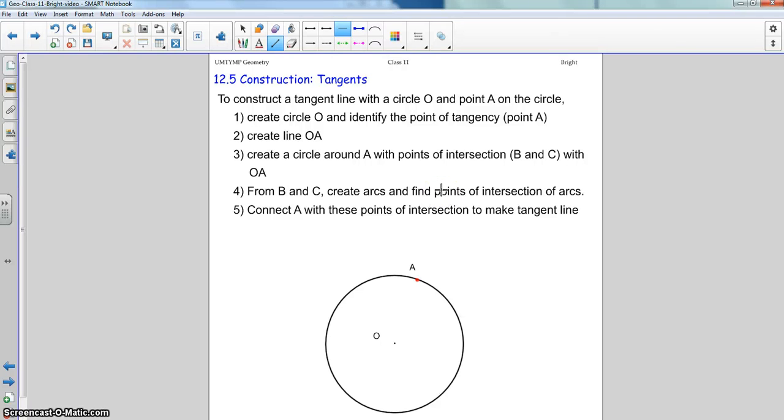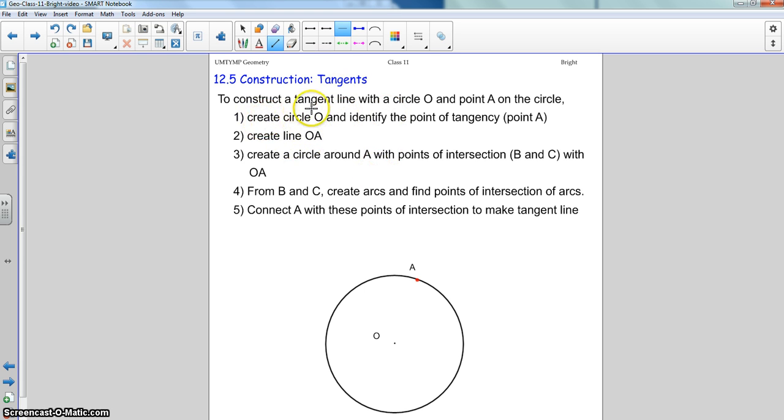Okay, in this video we're going to discuss how to construct tangents, which is something that we learned in this chapter. So for this first one, we consider the case where we want to construct a tangent line with a circle O and a point A that is actually on the circle. So here are some steps that we can do to achieve this construction.